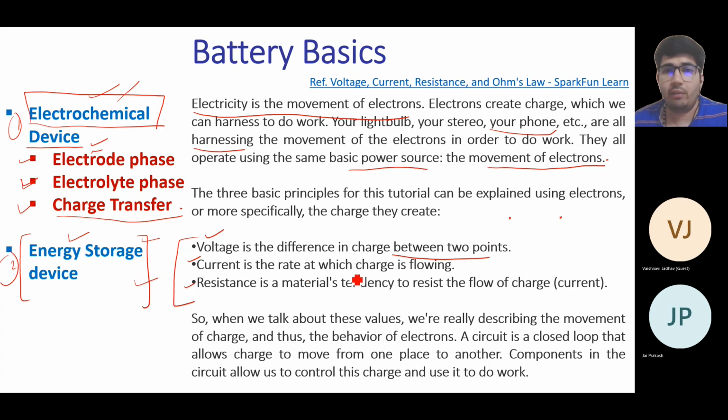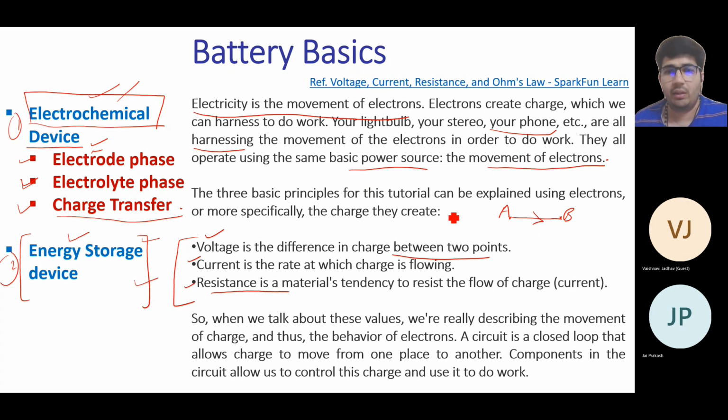Current is the rate at which charge is flowing. Basically, current is the rate, like with 2 points A and B, at which the charge is flowing from A to B. And resistance is the material's tendency to resist the flow of charge. If we have some material, that material has some properties that will resist the flow of electrons.